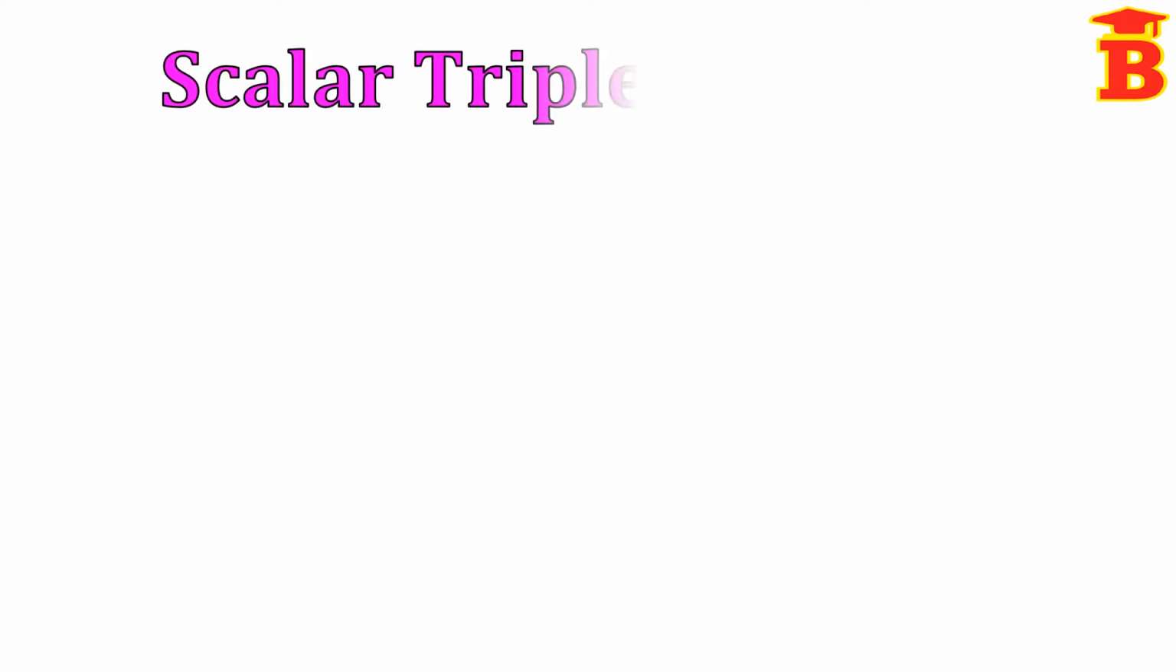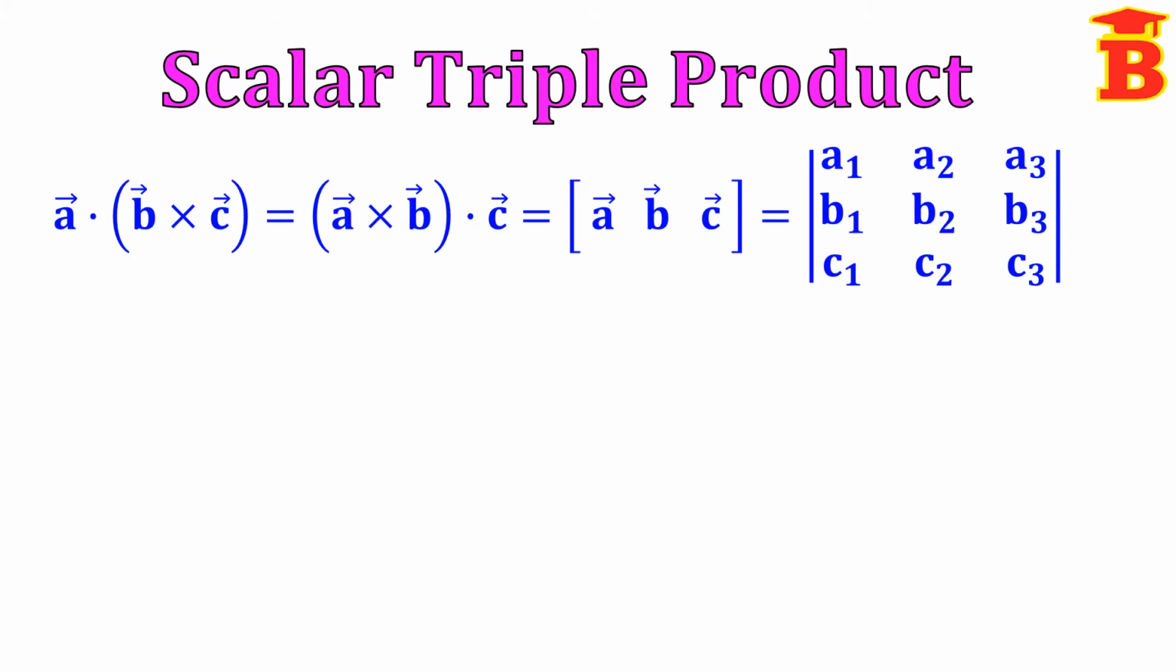Let us learn about scalar triple product. The scalar triple product is denoted as A vector dot within bracket B vector cross C vector, or it can be taken as within bracket A vector cross B vector dot C vector. And here we observe that there are three vectors A, B, C, and the bracket is always cross product because that gives a single vector.